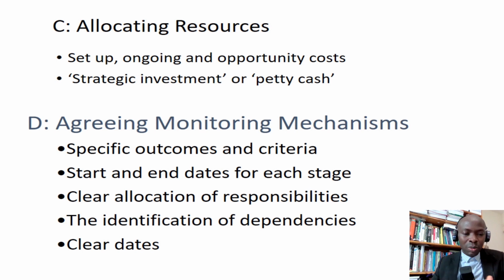The other point here is around agreeing monitoring mechanisms. Specific outcomes and criteria need to be in place. You want to make sure you have a start and end date for each of those stages. You want to have clear allocation of responsibility, and also maybe the identification of dependencies as well. These are crucial to deal with for most managers, for most leaders within the organization itself.